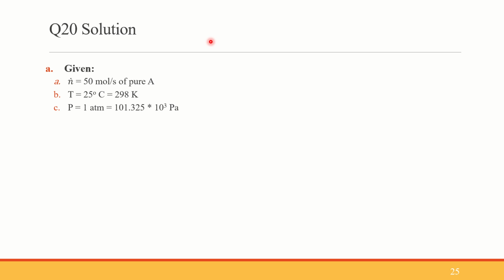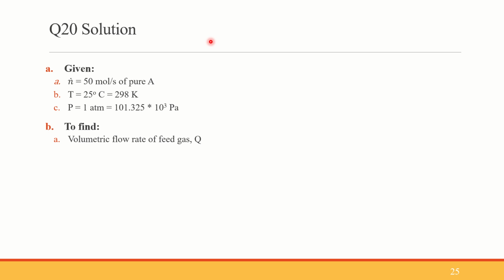So if we calculate for A, it is sufficient. We will get the volumetric flow rate of A. So we are just asked to convert this molar flow rate to volumetric flow rate. So N dot is 50 moles per second. And temperature is 25 degrees Celsius. In Kelvin, it is 298 Kelvin, 273 plus 25. And pressure is 1 atmosphere or 101.325 kilopascal or 101.325 into 10 power 3 pascal or 1.01325 into 10 power 5 pascal. Whichever it is, all these things are the given.